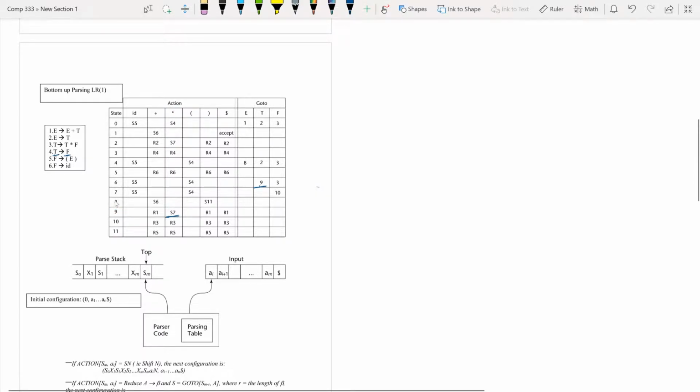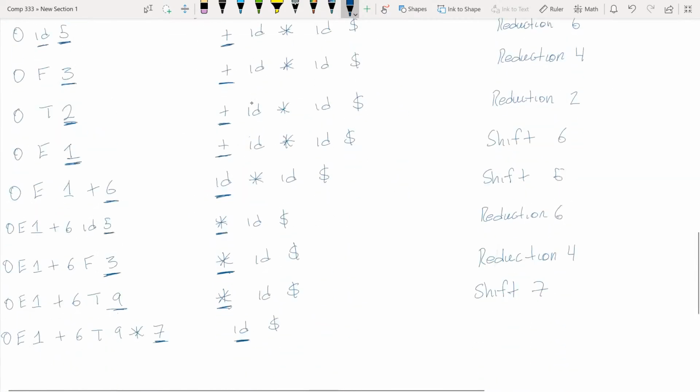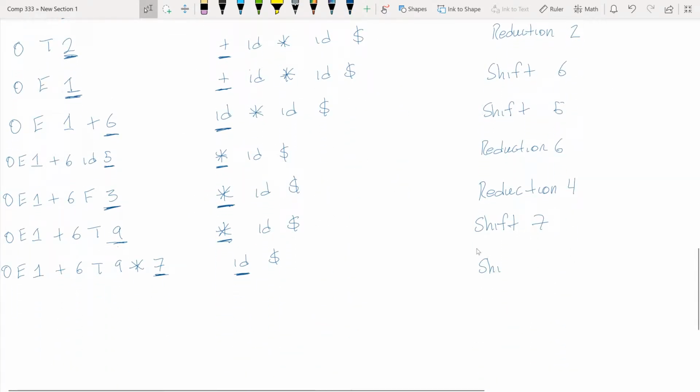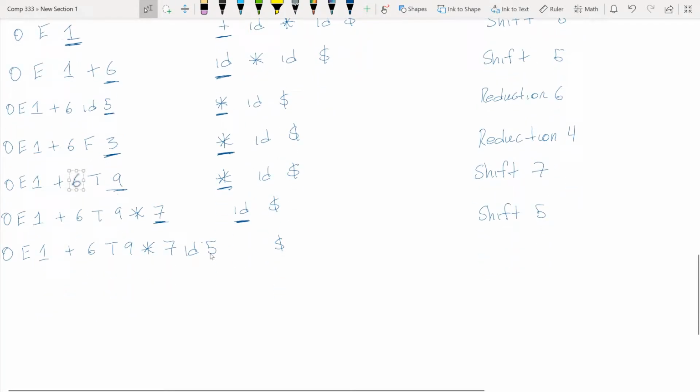So let me start by erasing this. So we have 7 and ID, and that's a shift 5. So right here we get a shift 5. So we get 0, E, 1, plus 6, T, 9, multiplication, 7, ID, and 5. And over here we got the money sign. And then we're almost done? Nope, there's more. So you get 5 and you get the money sign.